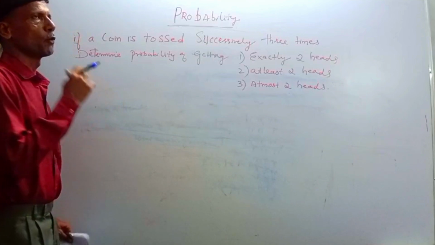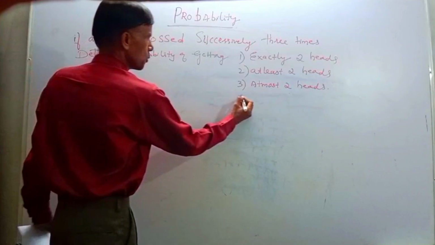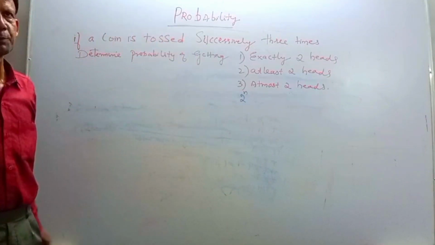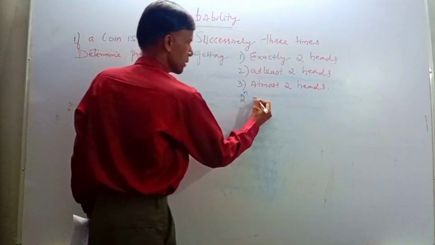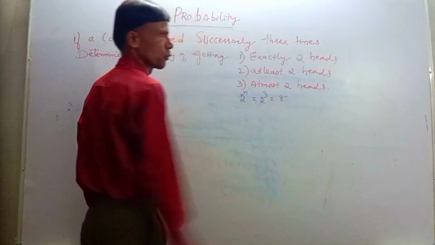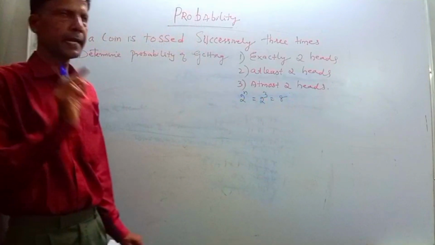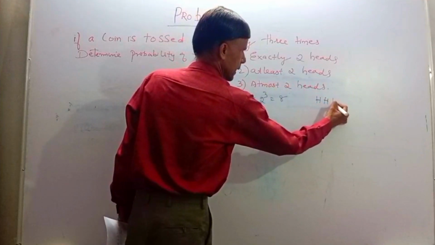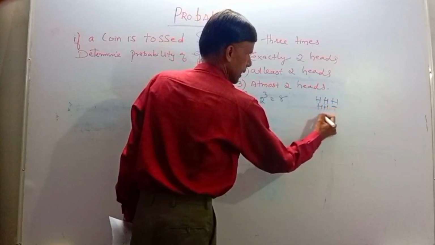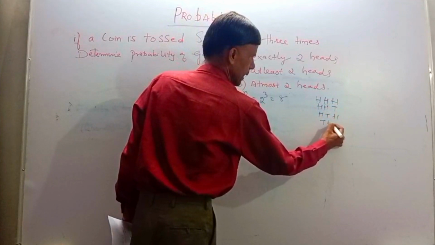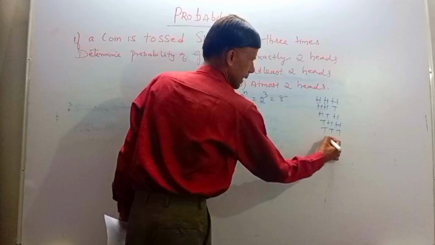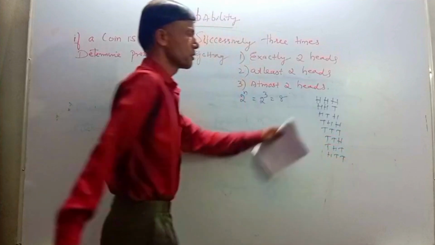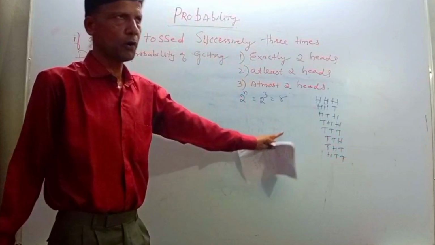Whenever the coin is tossed more than 1 time, we use the formula 2 to the power of n. Here the coin is tossed 3 times, so put 3 in place of n. 2 cubed is equal to 8. So there are 8 possible outcomes. First write the 8 possible outcomes: HHH, HHT, HTH, HTT, THH, THT, TTH, TTT. These are the 8 possible outcomes when a coin is tossed 3 times.